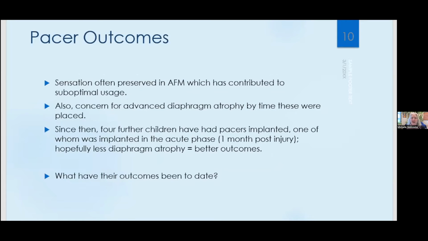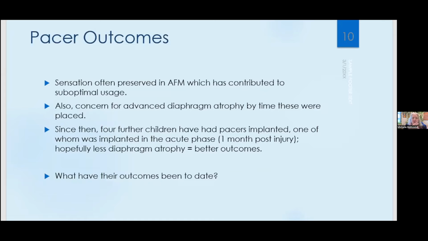So I think the fact that sensation is often preserved in acute flaccid myelitis is one of our challenges. Some of the other patients I'm going to talk about in a minute have also had times where they've stopped using it or have not been able to tolerate the increases that we would like to see due to discomfort with the pacer firing. Somebody had mentioned anxiety earlier, and these are young children, and it can be anxiety provoking for them as well.